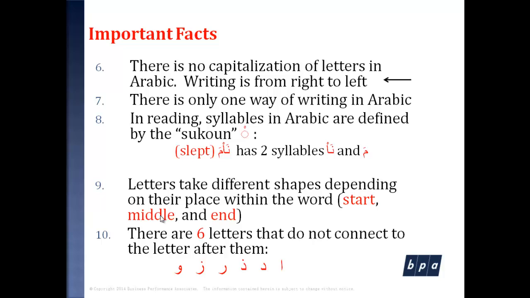Letters take different shapes depending on their place within the word: the start, the middle, and the ending of the word. It is important to note that there are 6 letters that do not connect to the letter after them, and that is alif, dal, dhal, ra, zai, and the letter waw. And we will elaborate on this in later sections.